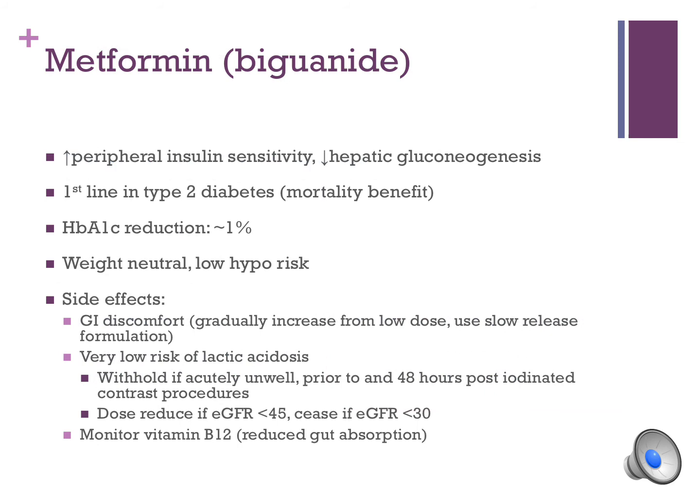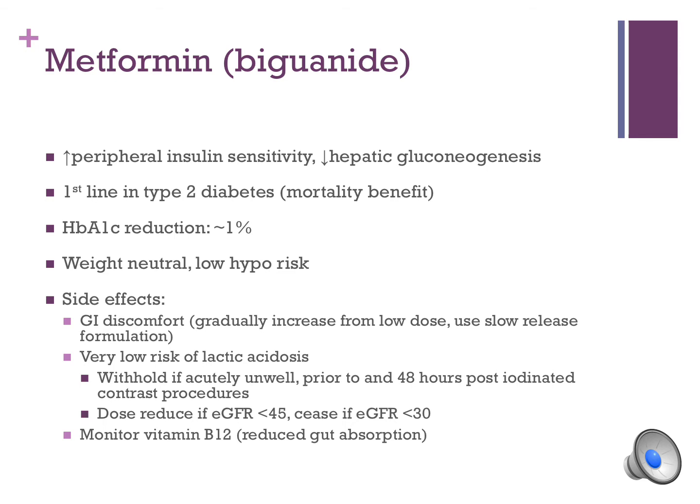Over the next few slides, we'll be going through the different hypoglycemic agents and the pros and cons of each. Metformin is recommended first line in type 2 diabetes, given that it's known to have mortality benefits. It works by increasing sensitivity to insulin in the peripheries and decreasing hepatic production of glucose. It's quite an effective anti-diabetic agent with an associated HbA1c reduction of around 1%. Its other benefits include that it's weight neutral and it has a low hypo risk.